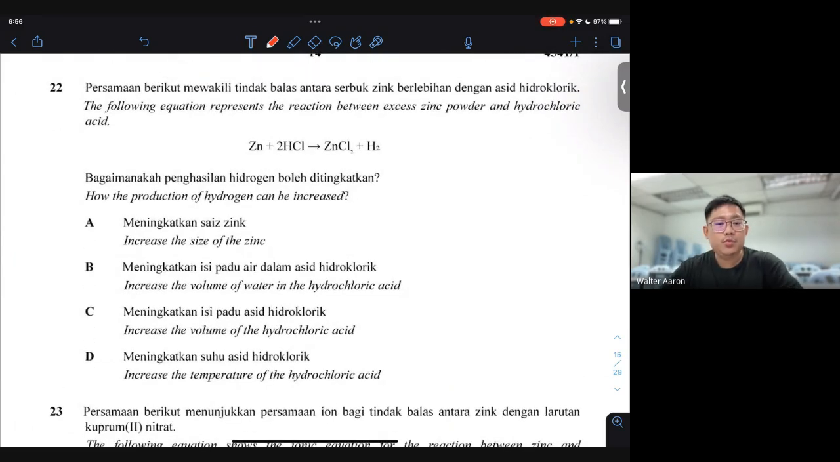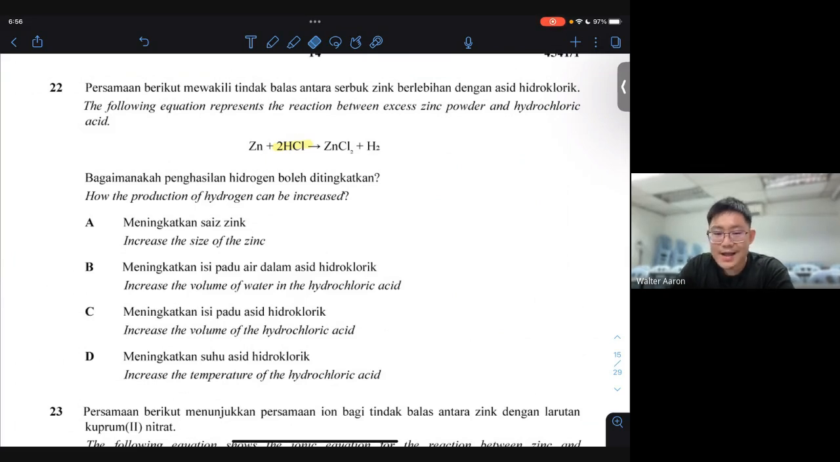For number 22, the following equation represents the reaction between excess zinc powder and hydrochloric acid. How can the production of hydrogen be increased? To increase the production of hydrogen, you must have extra hydrogen ions, because the only thing that can form hydrogen here is technically the acid, and of course, it is the hydrogen ion. The answer is very simple, because the hydrogen ions will have to combine together to form H2. That's the main idea.